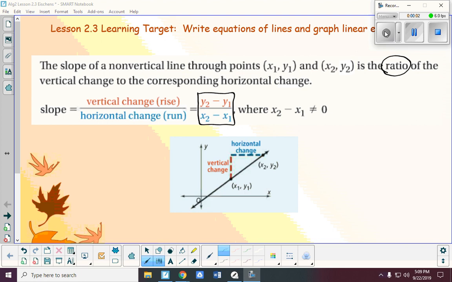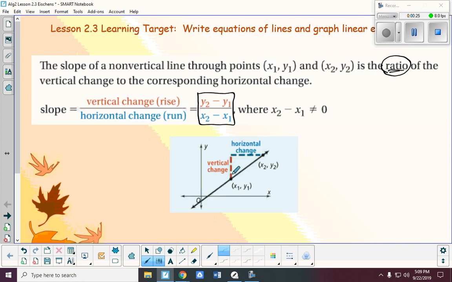In this video, we're going to be talking about writing equations of lines and also graphing them. And the first thing we need to talk about is slope. Slope is a ratio of the vertical change to the corresponding horizontal change between 2 points. So the first point is x1, y1, second point is x2, y2.